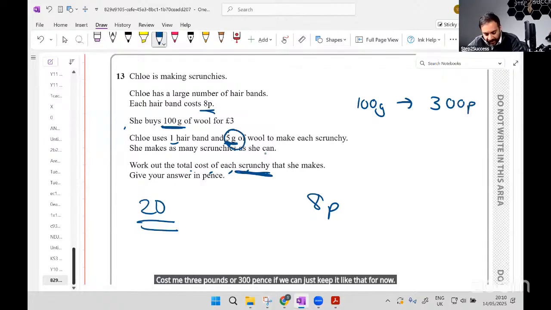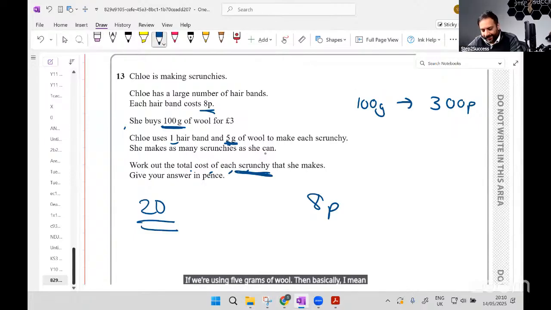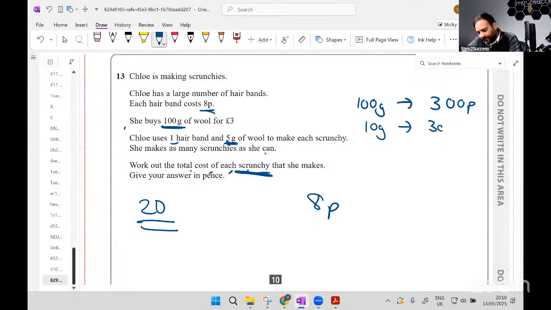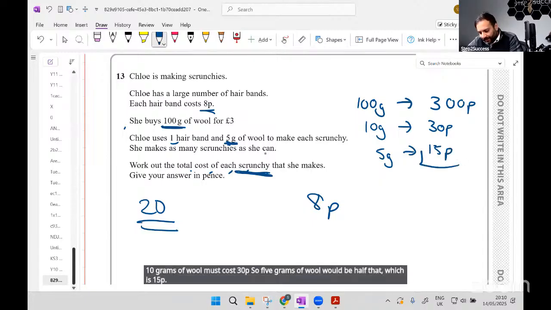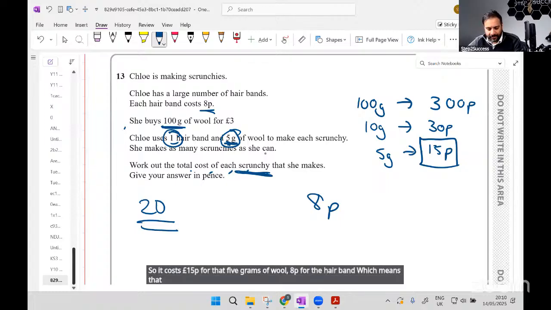If we're using 5 grams of wool, then basically, you could just do this really, really slowly and say, well, 10 grams of wool must cost 30p. So 5 grams of wool would be half that, which is 15p. So it costs 15p for that 5 grams of wool, 8p for the hairband, which means that the total cost of each scrunchie is 15 plus 8, which is 23 pence. That would be the answer.